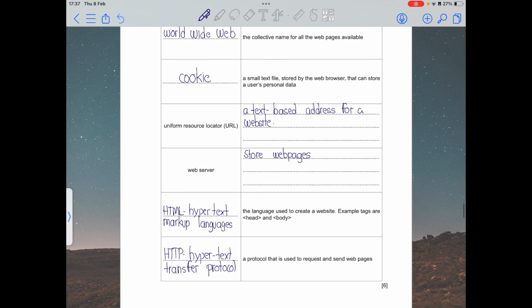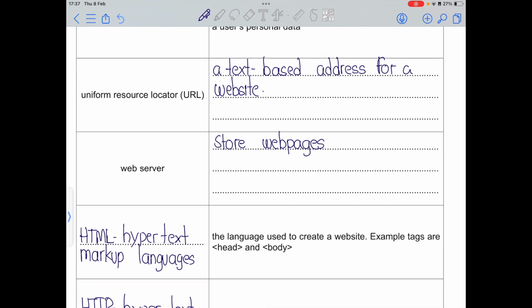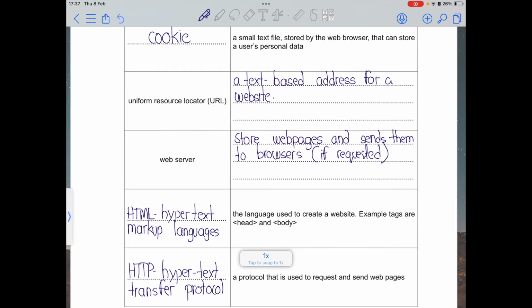Stores web pages. Okay, let me add one more point. And sends them to browsers, if requested. That's basically the process of sending.